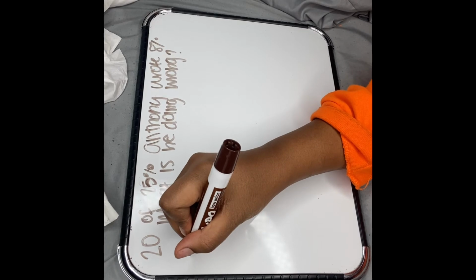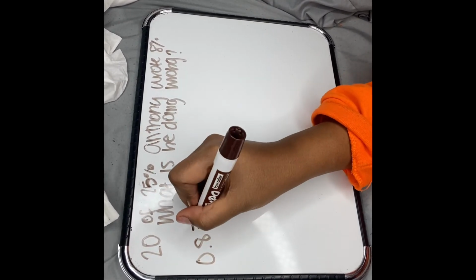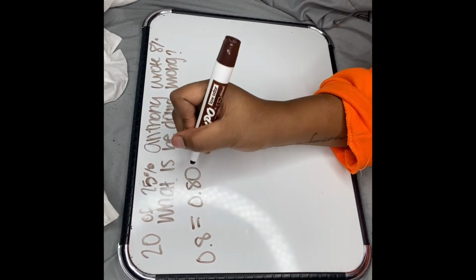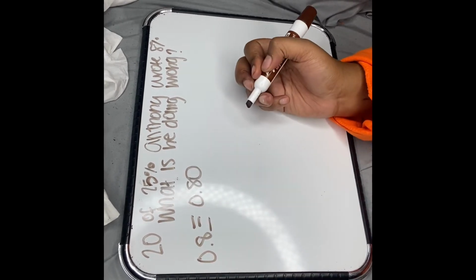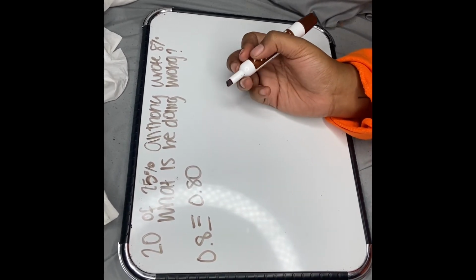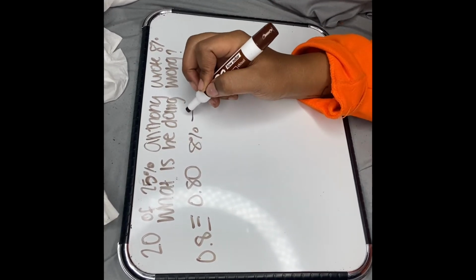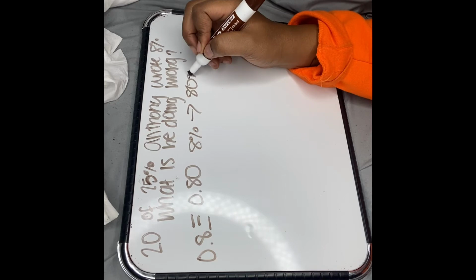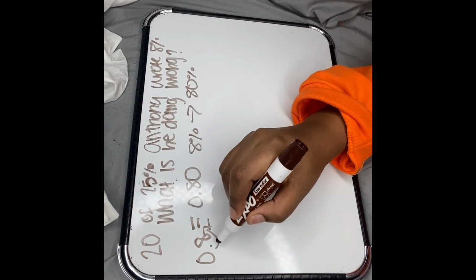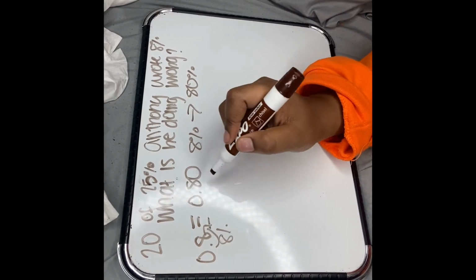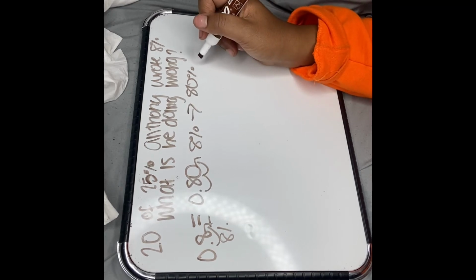So 0.8 is also equal to 0.80. Even though the 0 isn't there on the calculator, it will always be equivalent to each other. So instead of writing 8%, he should have written 80%. Because even though you move that decimal place over, you think it's 8%, the 0 will always be there. So you've got to move it over twice, which gives you 80.